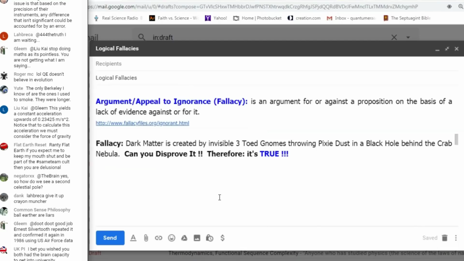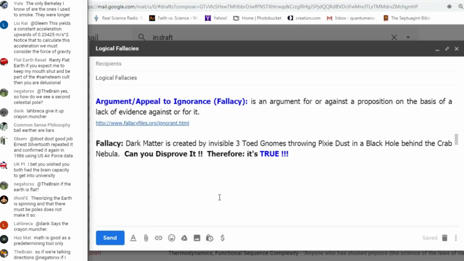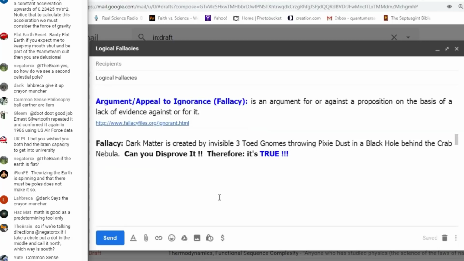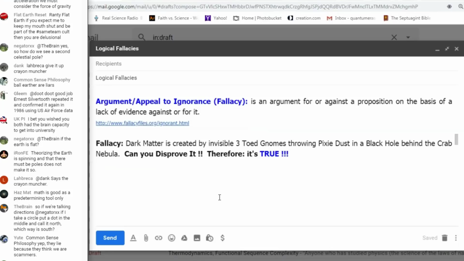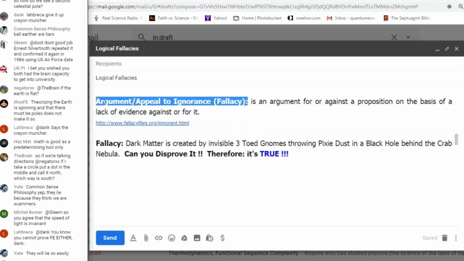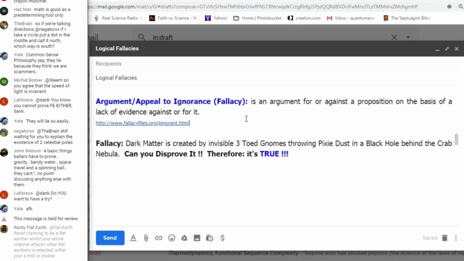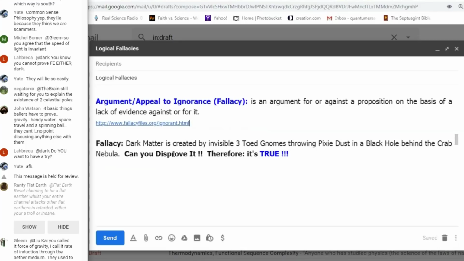Oh, I'll tell you what. I said a couple other fallacies were the most prevalent. I would have to say this is the most prevalent argument on the plane. This argument right here. It's called the argument or appeal to ignorance fallacy. And since the Globetards have no evidence for their position, every single argument will be an argument or appeal to ignorance fallacy. This is an argument for or against a proposition on the basis of a lack of evidence against or for it. The fallacy: dark matter is created by invisible three-toed gnome storing pixie dust in a black hole behind the Crab Nebula.